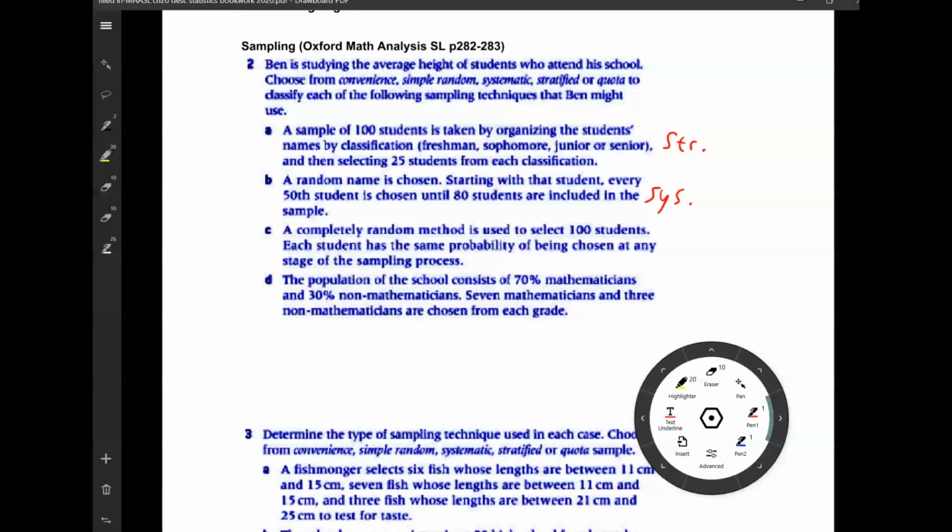C, a completely random method is used to select 100 students. Each student has the same probability of being chosen at any stage of the sampling process. This would be simple random.